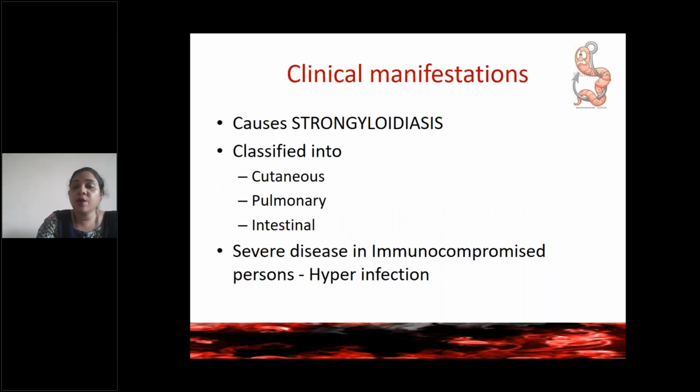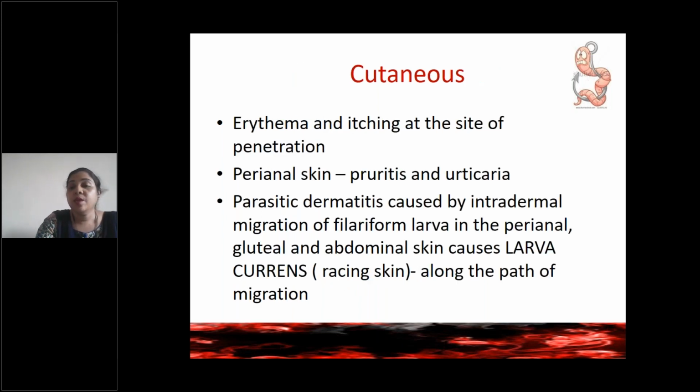Clinical manifestation. Strongyloides stercoralis causes strongyloidiasis, which may be classified into cutaneous, pulmonary, and intestinal. Severe disease occurs in immunocompromised persons. Cutaneous: erythema and itching at the site of penetration. Cutaneous means what? This is related to skin. Wherever the site is entered, there itching will be there, and that site will become reddish. Perianal skin pruritus and urticaria.